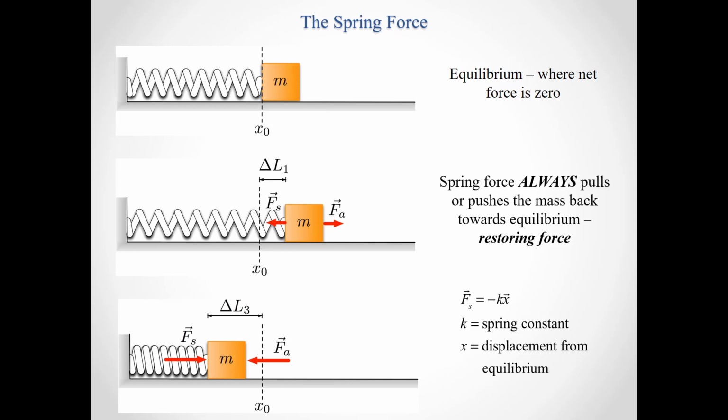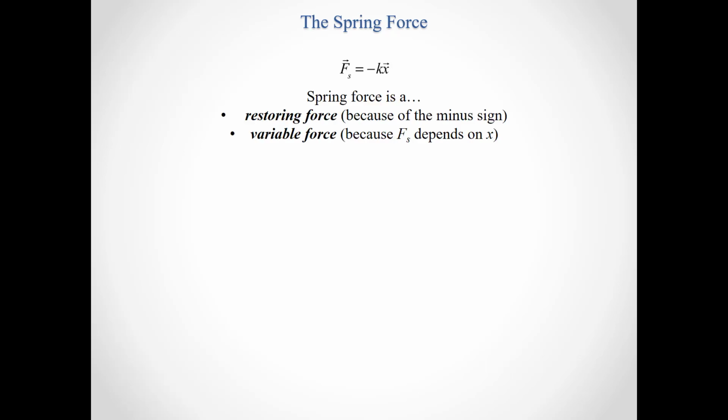If the mass has been displaced to the left of equilibrium, the spring force will push on the mass back towards the right. If the mass has been displaced to the right of equilibrium, the spring force will pull the mass back towards the left. Our vector equation tells us two important things about the spring force. It is a restoring force because the force always points in the opposite direction as the displacement of the mass. It is also a variable force because the strength of the force depends on the position of the mass relative to equilibrium. As the mass moves around, the strength of the force exerted on it by the spring changes.